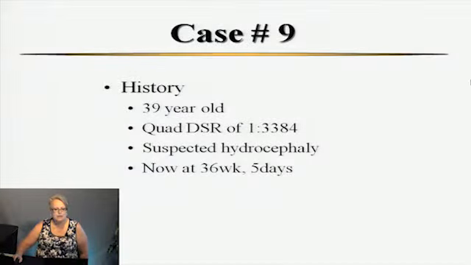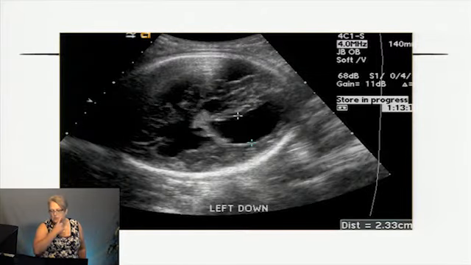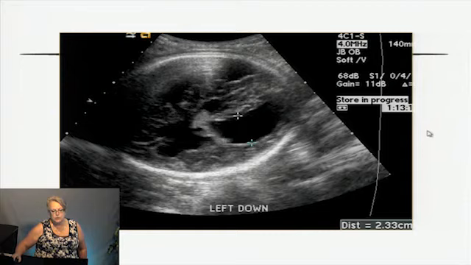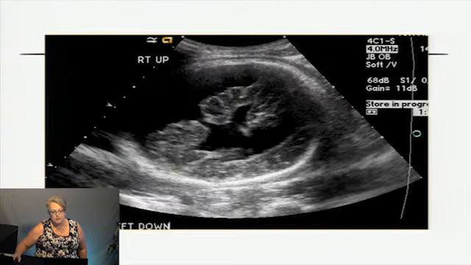Okay, case number 9. So a 39-year-old, so another AMA, quad screen gave her a Down's risk of 3,384, suspected hydrocephaly. She's now at, of course, 36 weeks, 5 days. And I'm supposed to do a level 2. All right, so left side down. So I'm looking at that ventricle going, oh, okay. And it'd been scanned a couple times. They've been following it up.